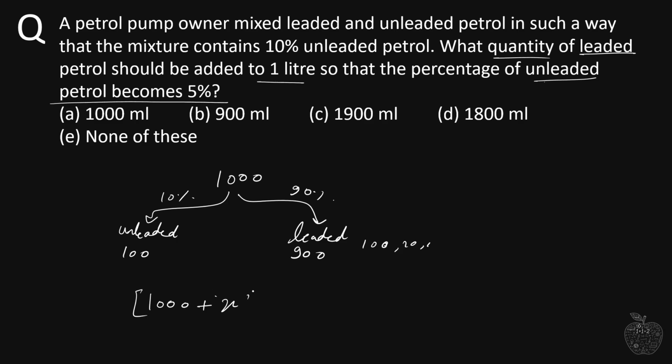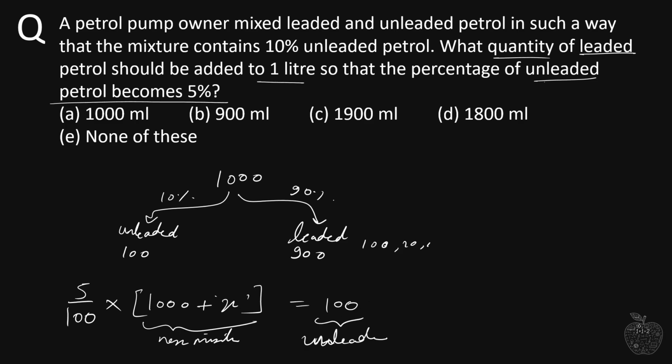So we have this new mixture, which is 1000 plus X ml. This is our new mixture, and 5% of this new mixture should be equal to this 100 ml of unleaded petrol. Okay, so let's calculate. We have 5 ones are 5, 5 twos are 10, and this 100 goes on the right hand side, so we get X is equal to 2000 minus 1000. So we have X is equal to 1000 ml.